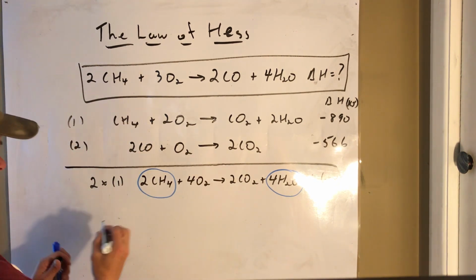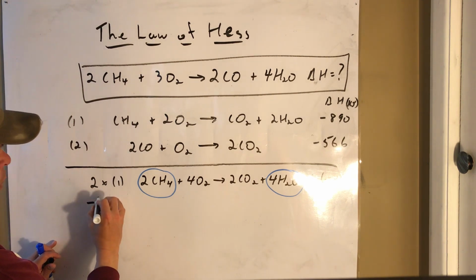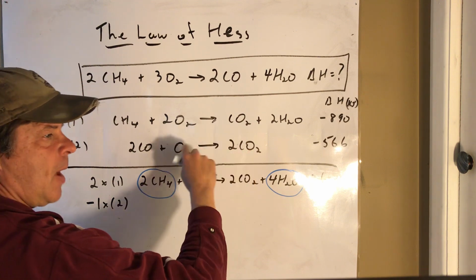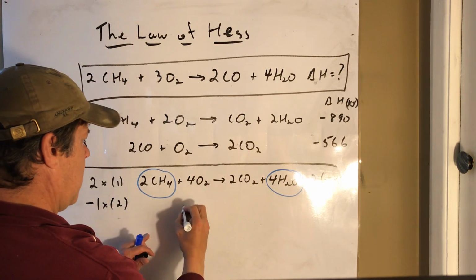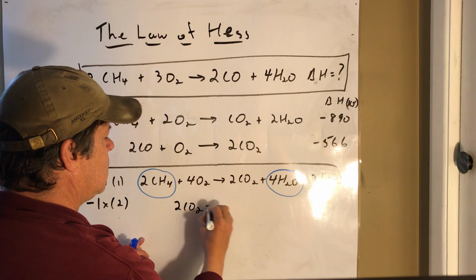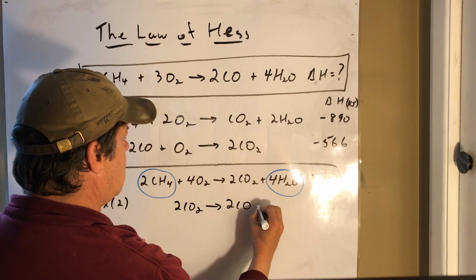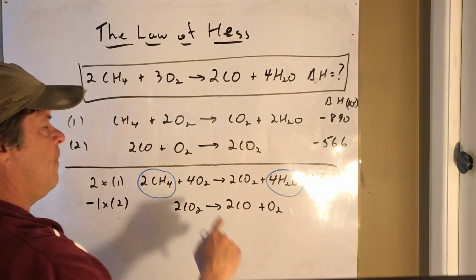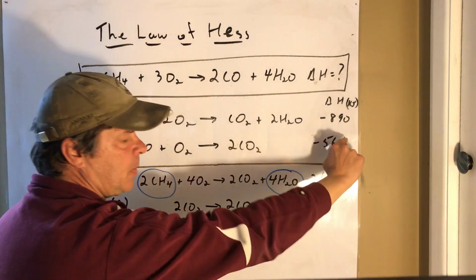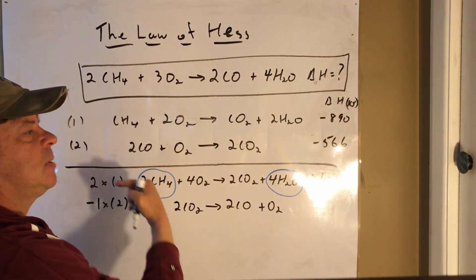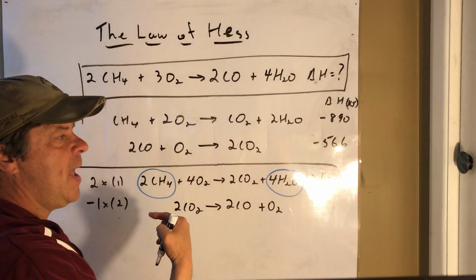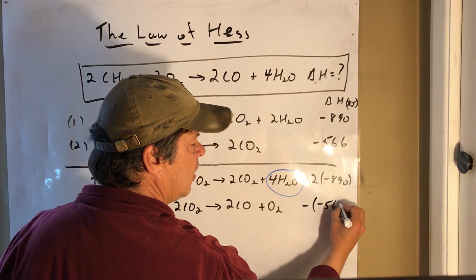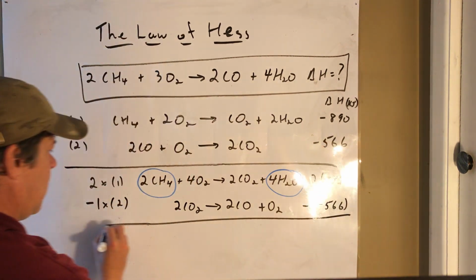So what we typically write is negative 1 times equation 2. So we're going to make the products reactants. So we're going to write 2 CO2 yields 2 CO plus O2. Now what do you think we're going to do with that? If this reaction is exothermic in this direction, what do you think it's going to be? Yeah, endothermic. So the way I'll show that is I'll just take the negative of the negative 566. Okay? All right.